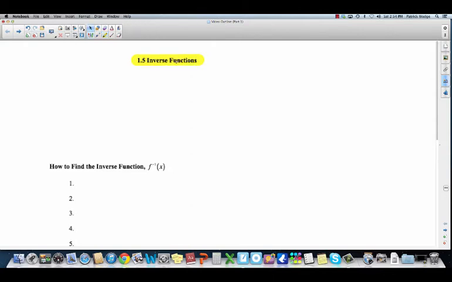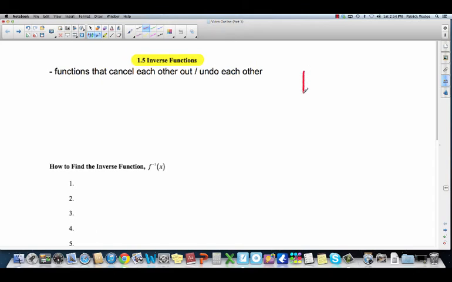So what are inverse functions? They're functions that cancel each other out, or they undo each other. So, for example, let's say we had a very simple function. Let's think of it like a machine again. What this machine does, let's call it f. It's our function f, machine f. What this machine does is it takes the input and it adds 2.